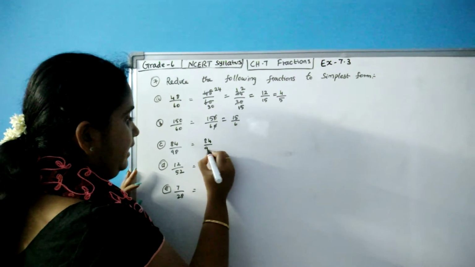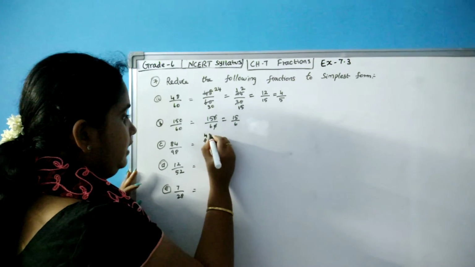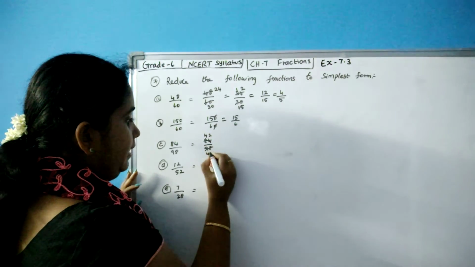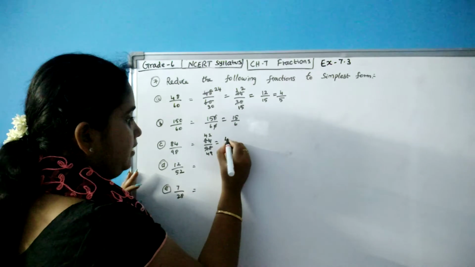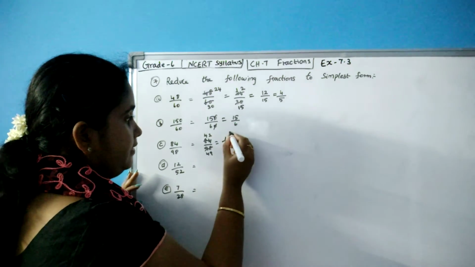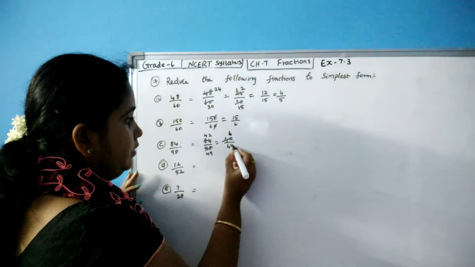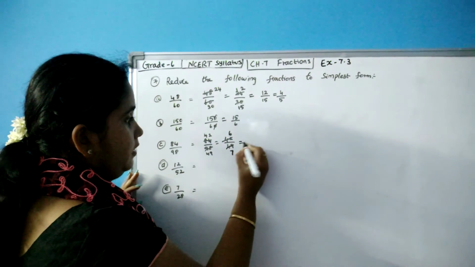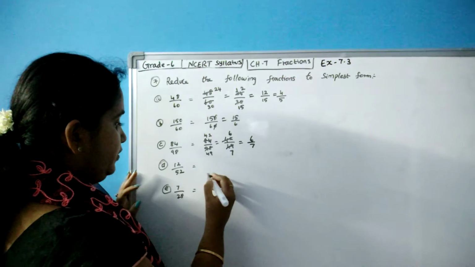84 by 98. So I am cancelling. 4 twos are 8, 2 twos are 4. 4 twos are 8, balance 1, 9 twos are 18. I am getting 42 by 49. 6 sixes are 36, 6 sevens are 42, 7 sevens are 49. So I am getting 6 by 7 as the lowest form.